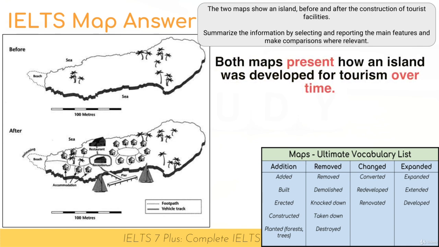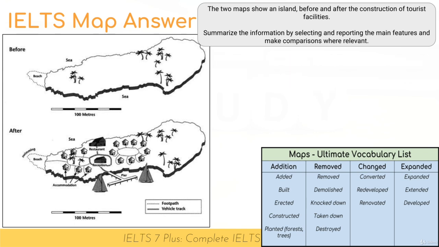Both maps present how an island was developed for tourism over time. As you can see, I've highlighted 2 sections of my introduction, the first being present. Now remember, when paraphrasing the question to create your introduction, do not repeat vocabulary. The question uses the word show, so I've changed that for the synonym present. Also, instead of saying before and after, I've used the phrase over time. Let's move on to our overview.